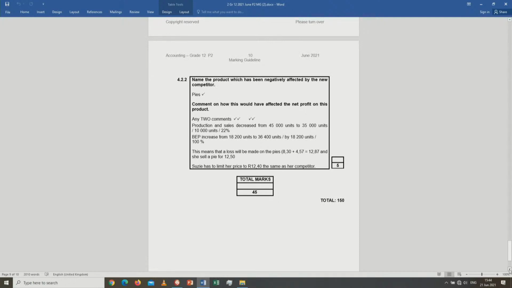This means that a loss will be made on the pies, and she sells a pie for R12.40. Susie has to limit her price to R12.40, the same as her competitor.